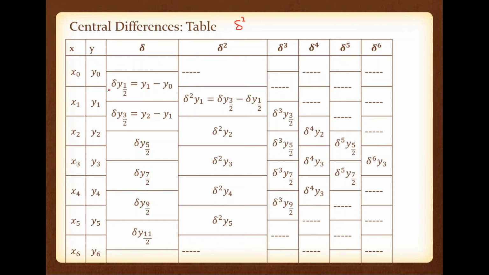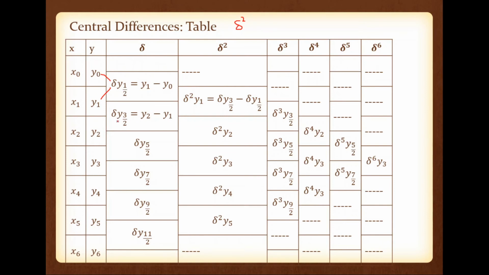So the central difference corresponding to y1 by 2, that is theta y1 by 2, is equal to its next data, y1, minus its previous data, y0. So theta y1 by 2, where y1 by 2 is the midpoint of y0 and y1, is equal to y1 minus y0.